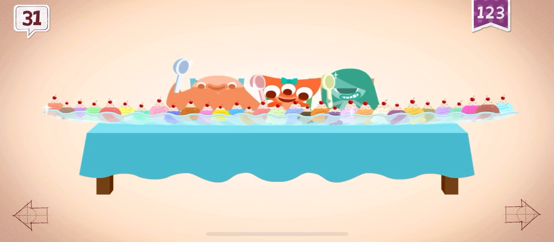Sherbert, Yoshi, and Abby shared an ice cream sundae with 31 different flavors.